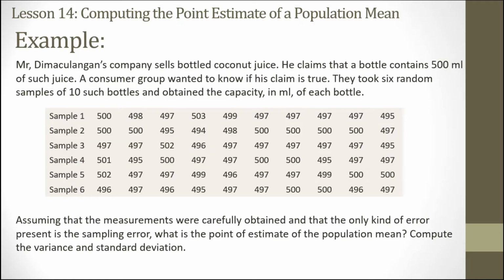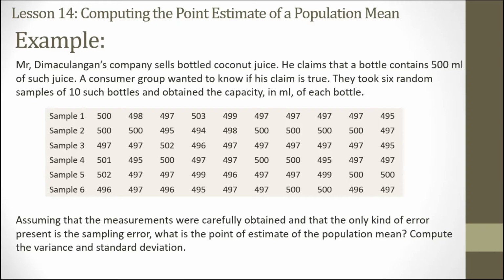Now, here's an example. Mr. Di Maculangan's company sells bottled coconut juice. He claims that a bottle contains 500 ml of such juice. A consumer group wanted to know if his claim is true. They took 6 random samples of 10 such bottles and obtained the capacity in ml of each bottle.